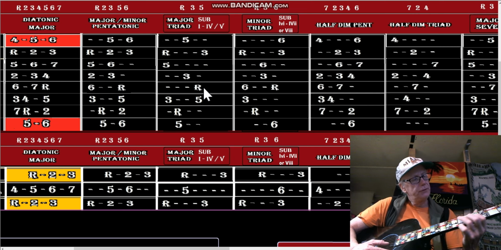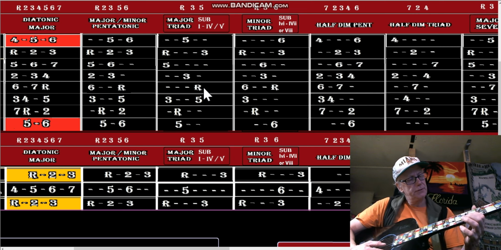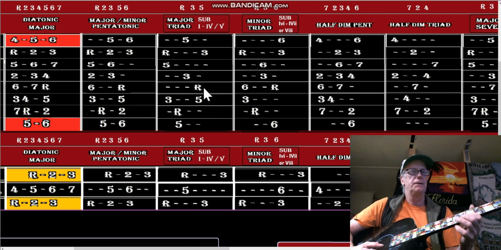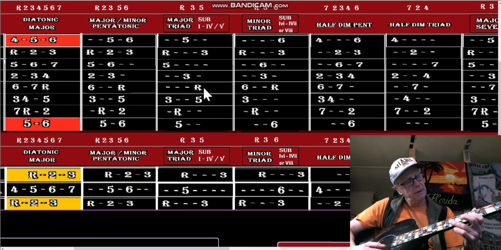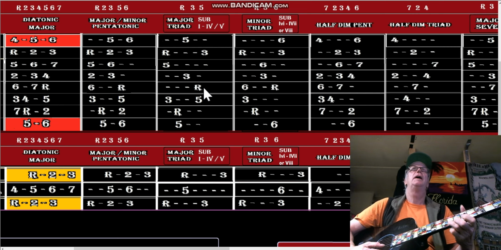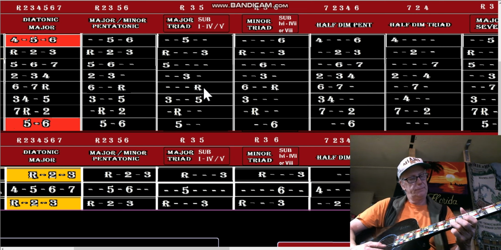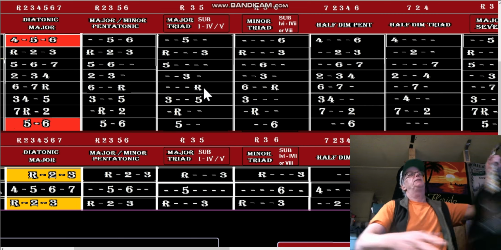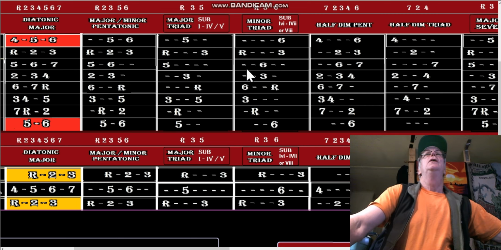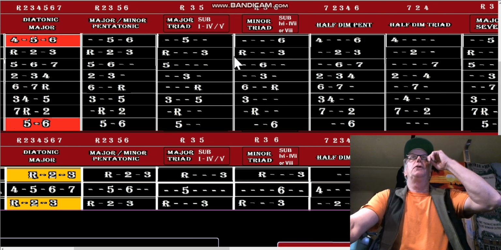Okay, so this root will go up to this third here, warps over for us, and then to 5, like that. I had to adjust the pattern for you. So we still have the substitutions going on with the majors.